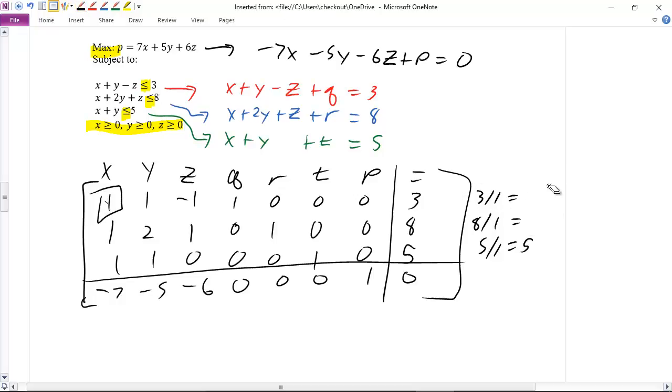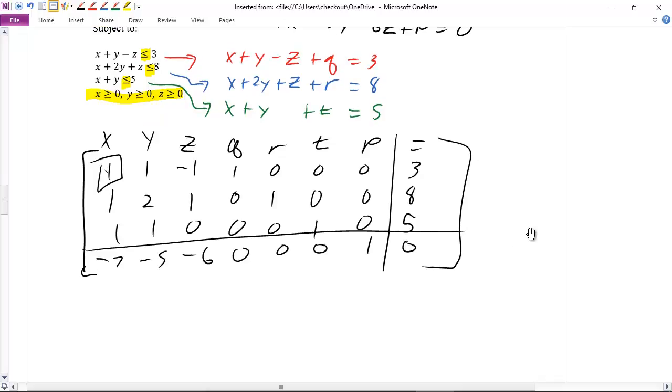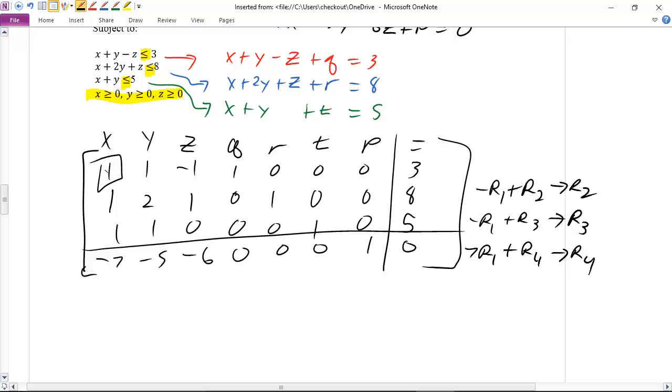All right, so we've selected our pivot. We are now going to walk in the x direction. So our row operators would be, we have to use row 1 to get zeros below it. So my row operators are going to look like, I need negative row 1 plus row 2 to make a new row 2. I'm going to need negative row 1 plus row 3 to make a new row 3. And I need 7 row 1s plus row 4 to make a new row 4.